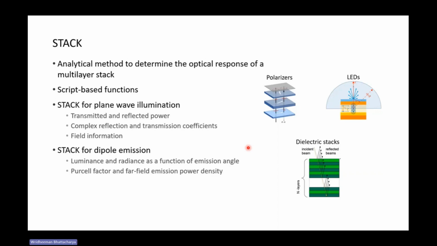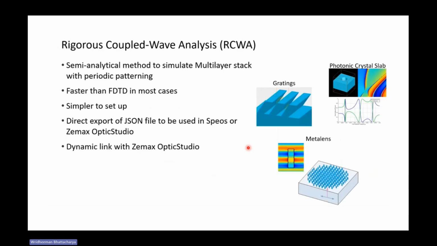Moving after this is the RCWA. RCWA is the rigorous coupled wave analysis. It is a semi-analytical method to simulate multi-layer stacks with periodic gratings, and it is much faster than FDTD in most cases. I would like to mention that FDTD is the most generalized solver among all the solvers here, so it takes into account every aspect.